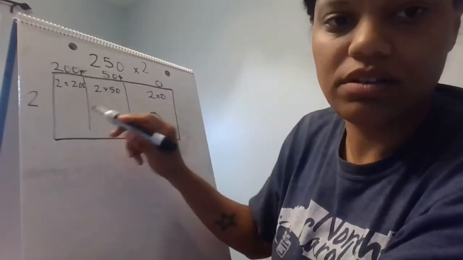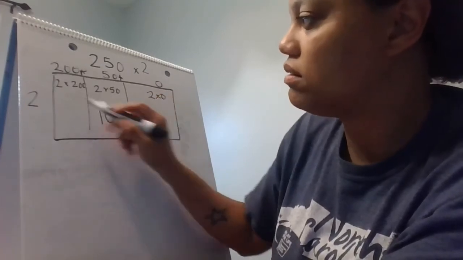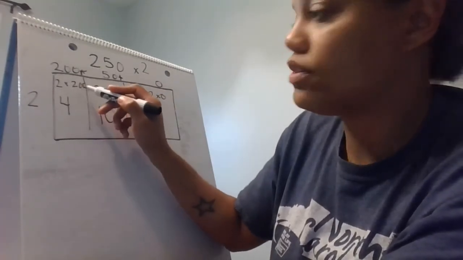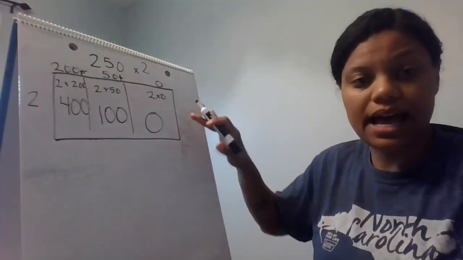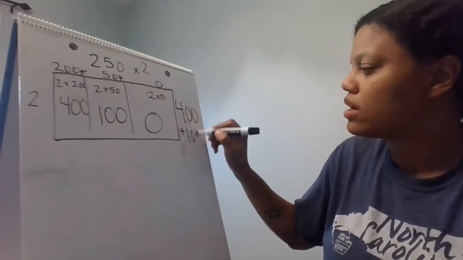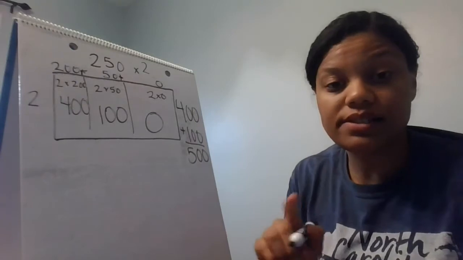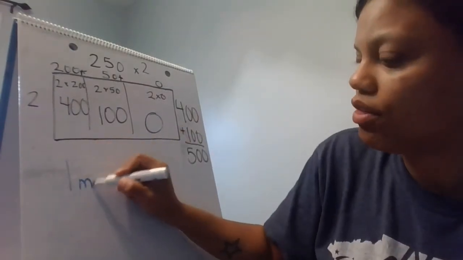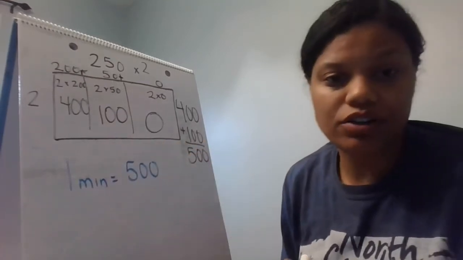That's just 0. 2 times 5 is 10. I add my 1 extra 0. 2 times 2 is 4, and there's 2 zeros in that box, so I need to add 2 more. So now I can come over here and I can add those partial products. 400 plus 100 is 500. So just in 1 minute, those 2 hummingbirds have 500 beats.